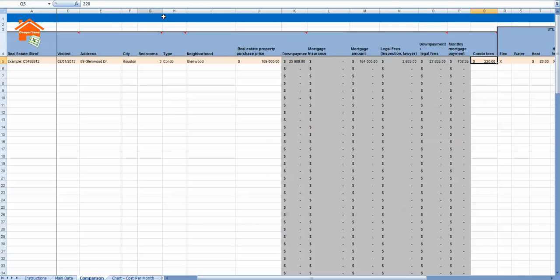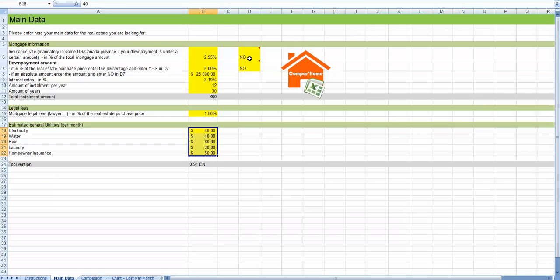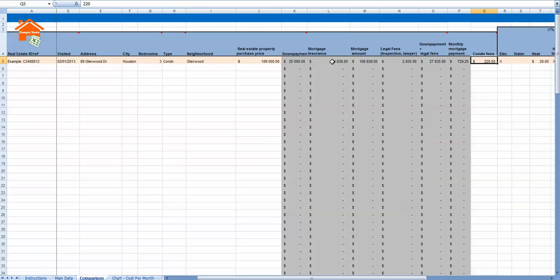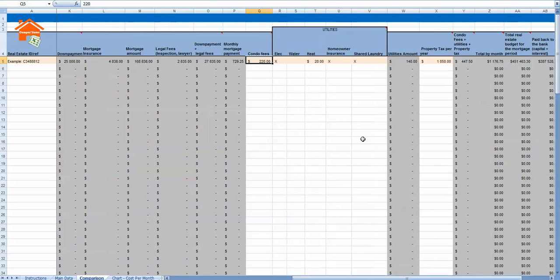Then all the cells here are computed automatically. All right. So here you see there's no mortgage insurance. It's because we set up no here in the main data tab. If I put yes, here mortgage insurance pops up and it's going to be included in the next calculation. Then you can add condo fees.